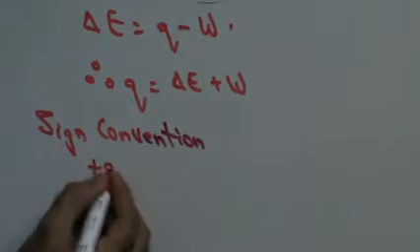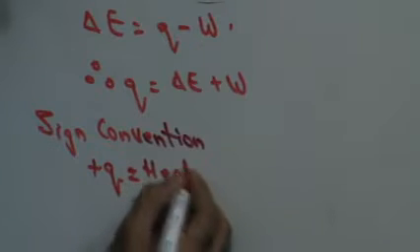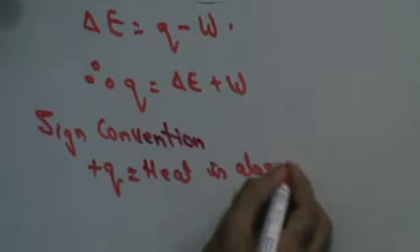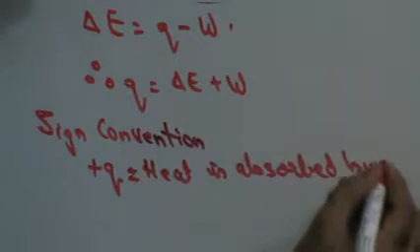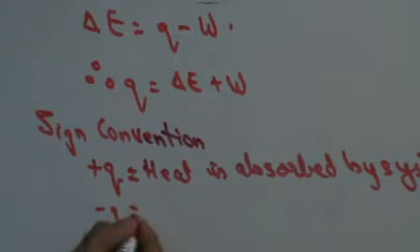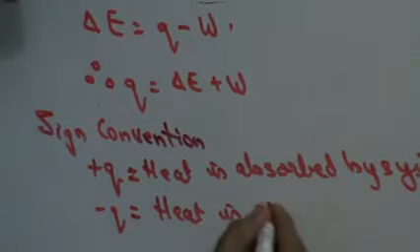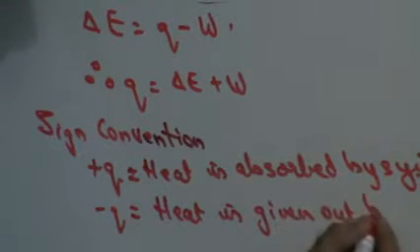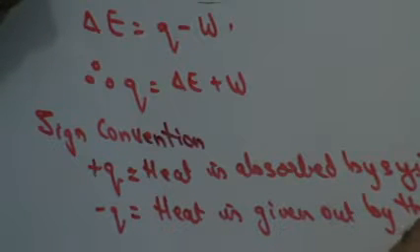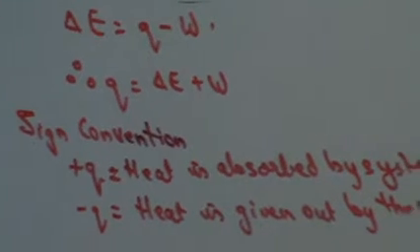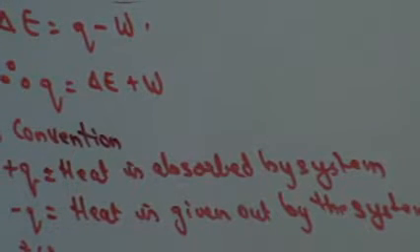If Q is positive, what does a positive Q mean? It means that heat is absorbed by the system. That is the meaning of positive Q. Negative Q. What does negative Q mean? Heat is given out by the system.